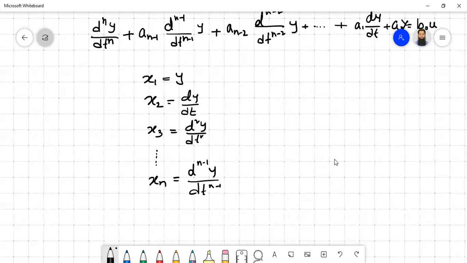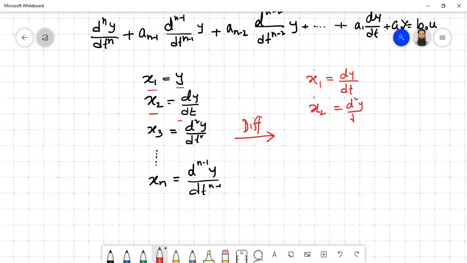Now, if we differentiate both sides of these equations, then after differentiating, the differentiation will lead us to x1 dot equal to dy by dt, x2 dot equal to d square y by dt square, x3 dot will be d cube y by dt cube, and finally xn dot will be equal to d^n y by dt^n.